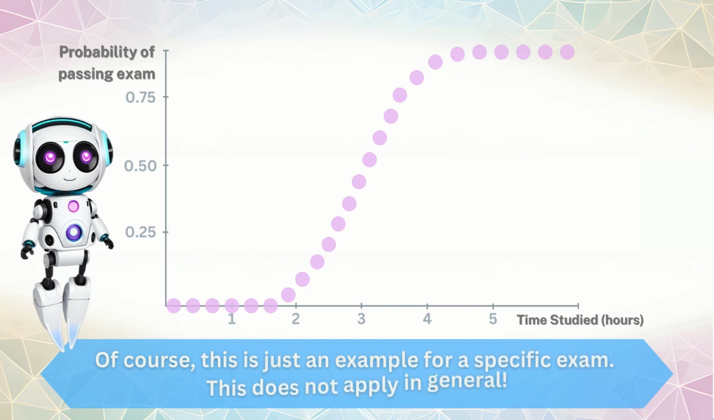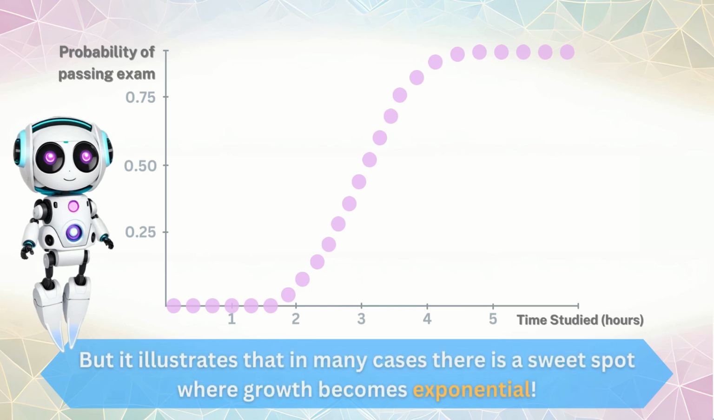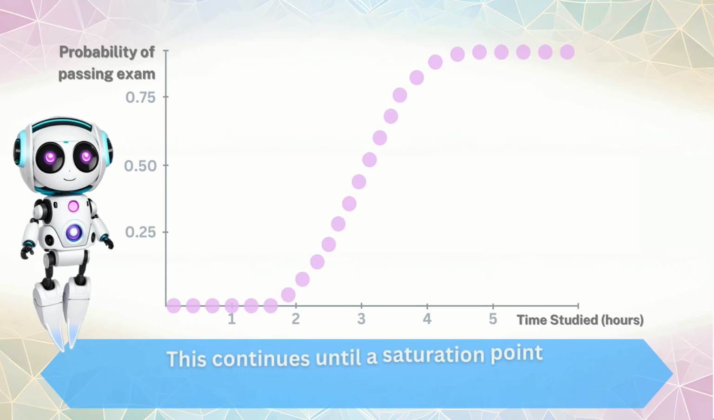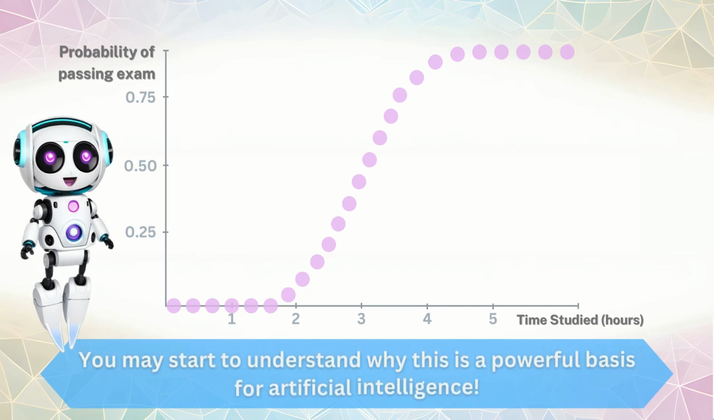Of course, this is just an example for a specific exam. This does not apply in general. But it illustrates that in many cases there's a sweet spot where growth becomes exponential. This continues until a saturation point and then it stagnates. And if I now tell you that with more data we can make this sweet spot even steeper, you may start to understand why this is a powerful basis for artificial intelligence.